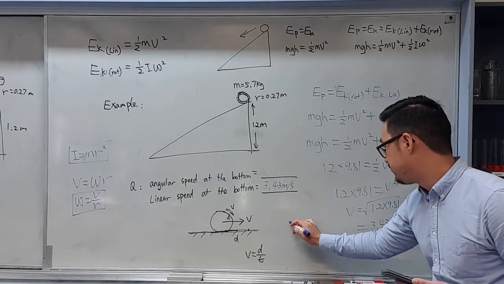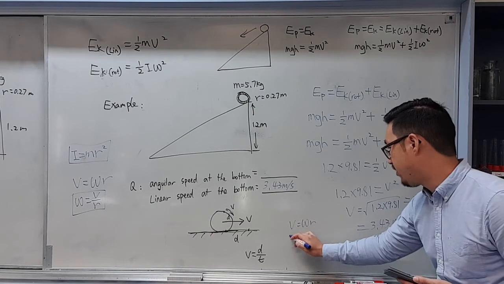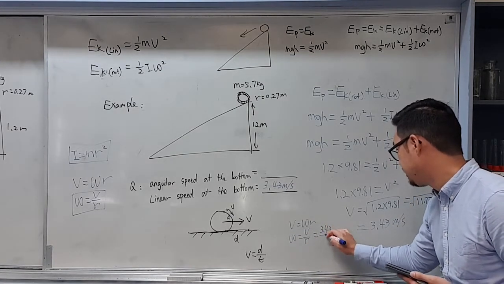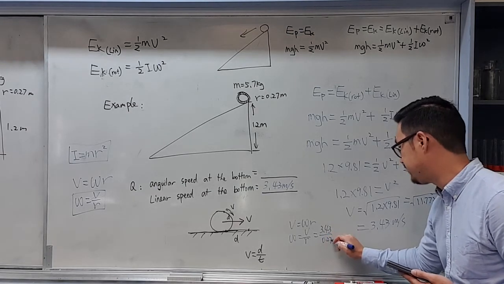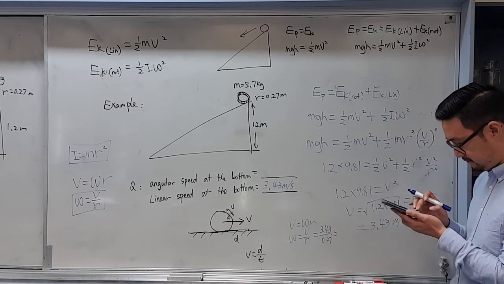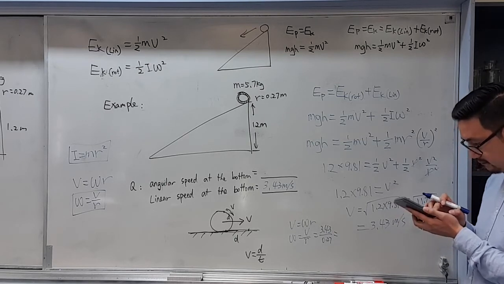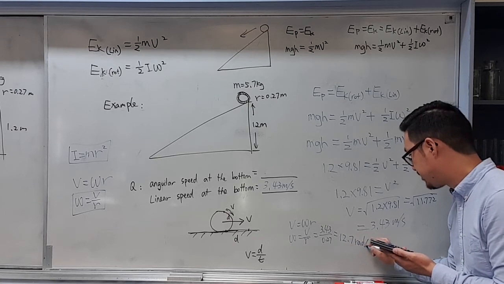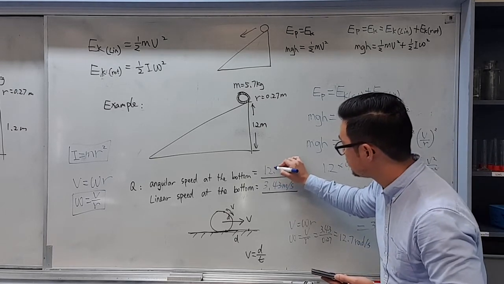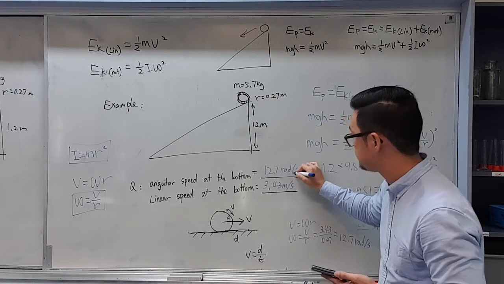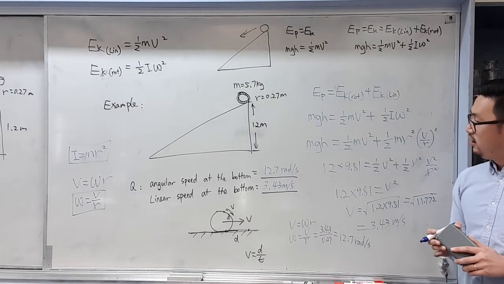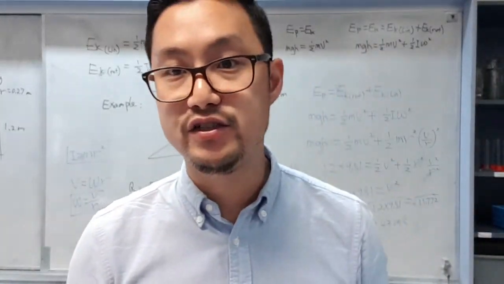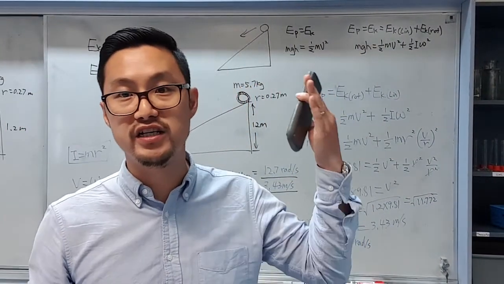And then I want to find the angular speed, and then obviously I can just use v equals omega r, and then omega equals v divided by r. So that equals 3.43 divided by the radius, which is 0.27. So that will give me 12.7 rad per second. Okay, and that's it.